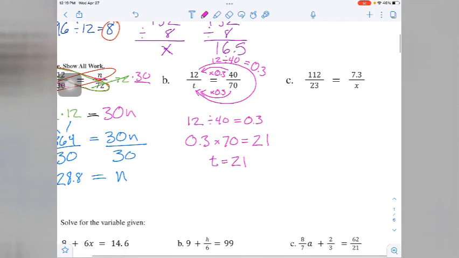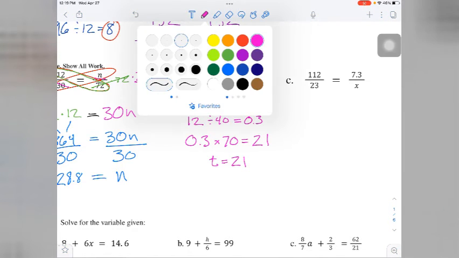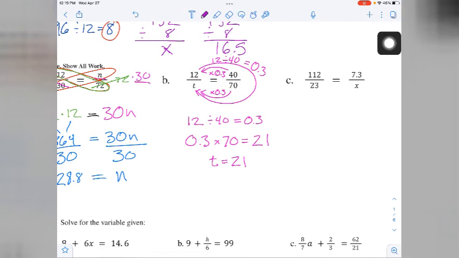And then part C, problem C, let's see, what's another method that I can use? I guess this is sort of like the butterfly method again, but if I want to get rid of my denominators, I multiply this side by x, and those cancel out. Then I have to multiply this side by x. And then I multiply one side by 23, and those cancel out. I have to multiply the other side by 23. This is just the standard solving equations method.